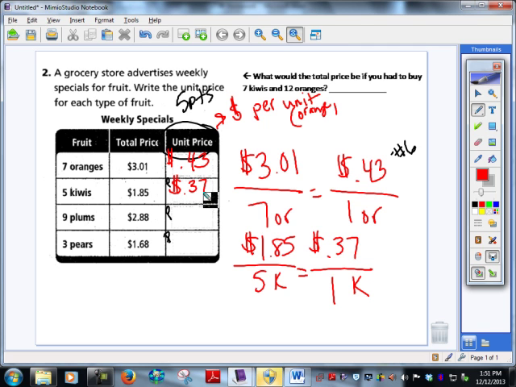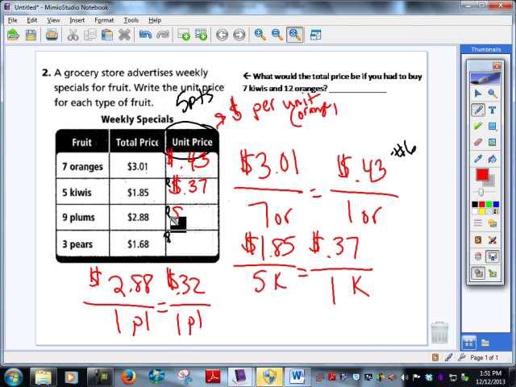And then for the plums, it's going to be $2.88 per 1 plum. And I need to know how much 1 plum costs. Somebody tell me. What is it? 32 cents. So it's 32 cents.